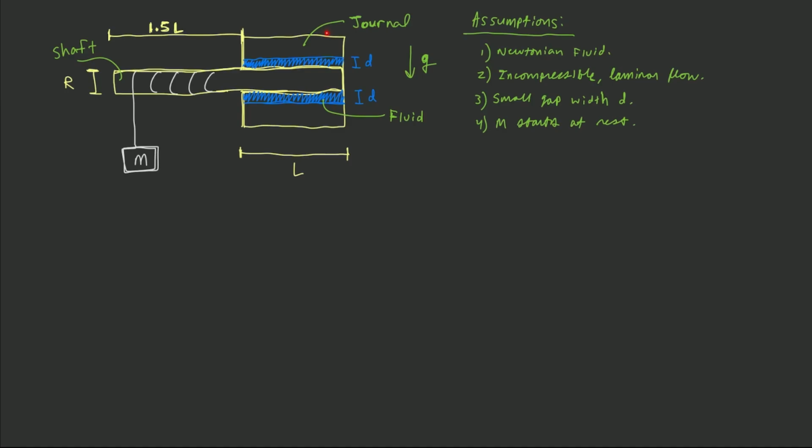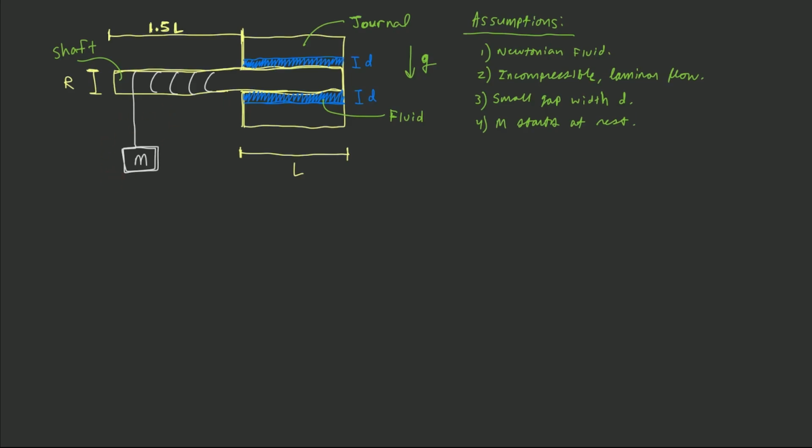Driving this shaft is a torque applied by a falling mass M. In reality, this torque would be applied by a stepper motor, a servo motor, or some other kind of DC motor. However, for simplicity, we can treat the torque that would be applied by one of these motors as the torque applied by some equivalent falling mass M.